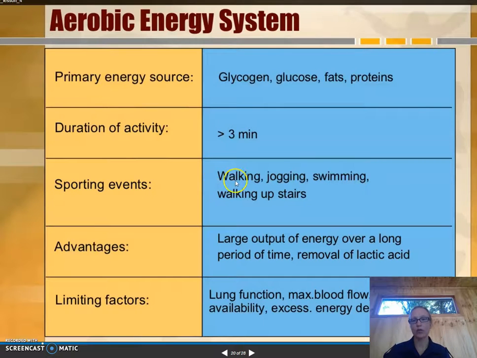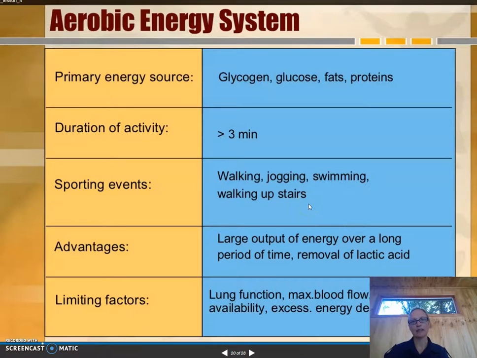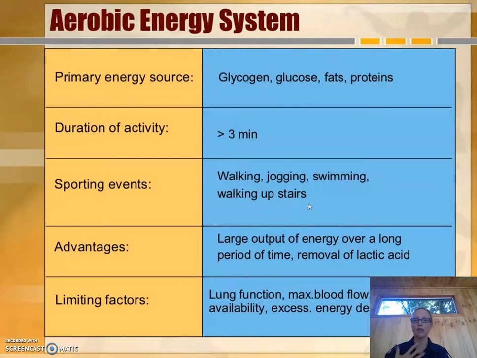Sporting events may include walking, jogging, swimming, walking upstairs, things like that. We're talking lower intensity so that you can go for longer. Having said that, when you think of a marathon, they're running at such a high intensity. So yes, they are using the aerobic energy system, but they're definitely also using anaerobic glycolysis at the elite level in a marathon event. So that's where intensity comes into things too. So intensity and duration are the two main factors that contribute to which energy system you're using.